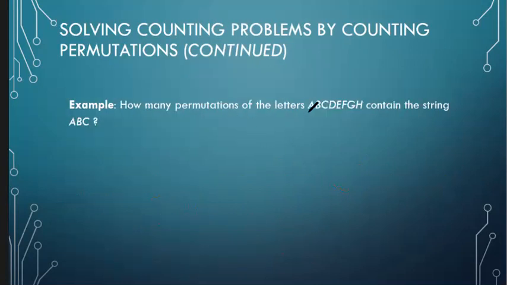How many permutations of the letters A, B, C, D, E, F, G, H contain the string ABC? This we have already solved. I have asked you to consider ABC as one string. Then D, E, F, G, H are each different individual letters. So 2, 3, 4, 5, and totally 6 objects when we are considering ABC together, because we want ABC together as a string in our permutations. Then we will have 6 factorial choices, which will be equivalent to 720. We have already seen this example.